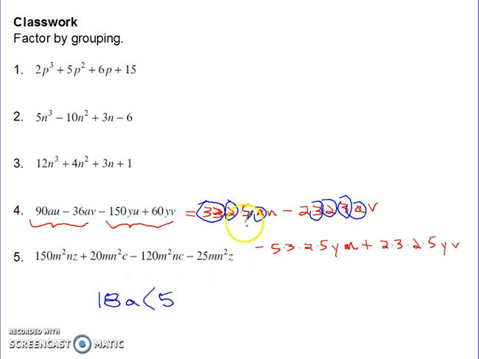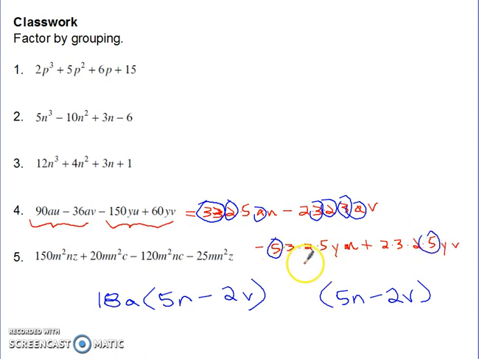And on the inside, I'm left with a 5n minus 2v. Remember, we want the same group with our second one, right? Let's see what we can factor out. We have a 5 in both. We have a 2 in both. We have a y in both.